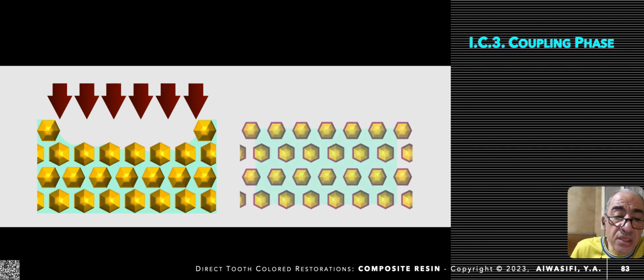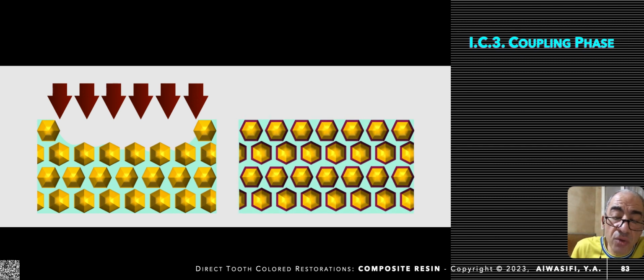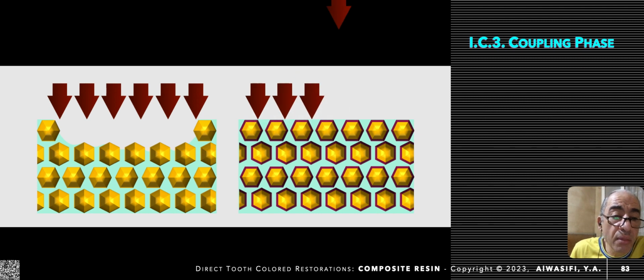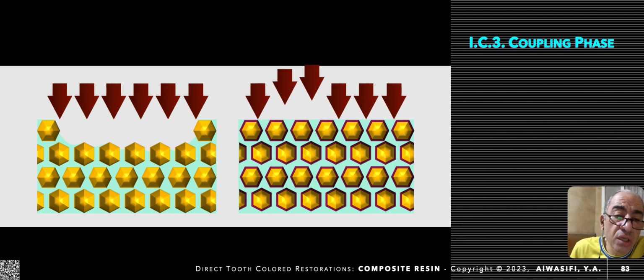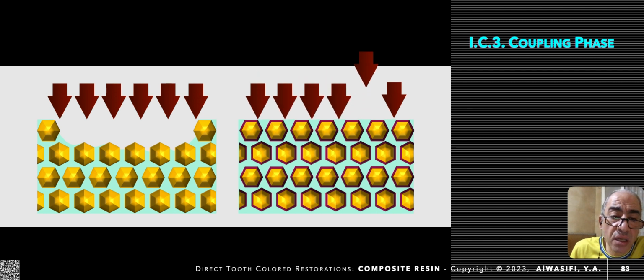When you are using a silane coupling agent, there will be an intermediate phase between them, leading to much more binding and much more stress transfer between the two phases, and this will limit the wear of the material.